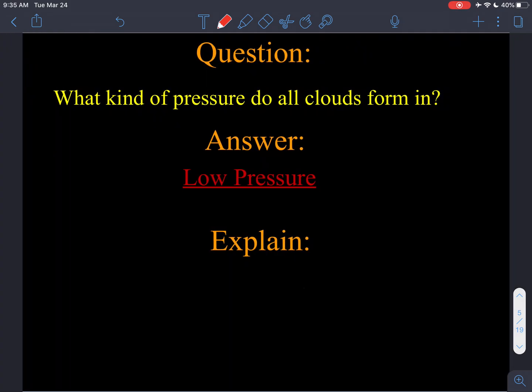Okay, so here's a question for you. What kind of pressure do all clouds form in? And the answer should be low pressure. Let's think about why that is. I'd like you to think of an explanation.